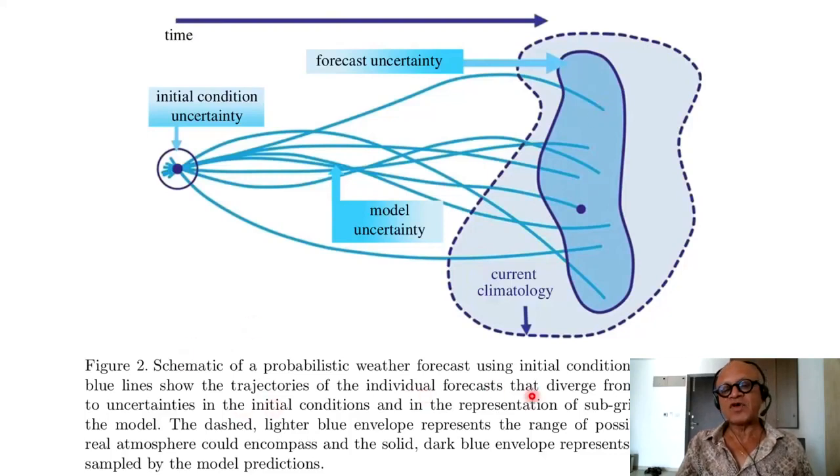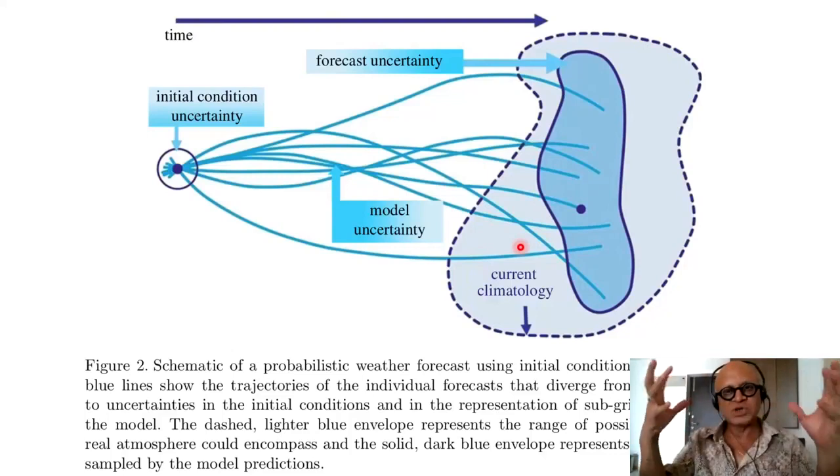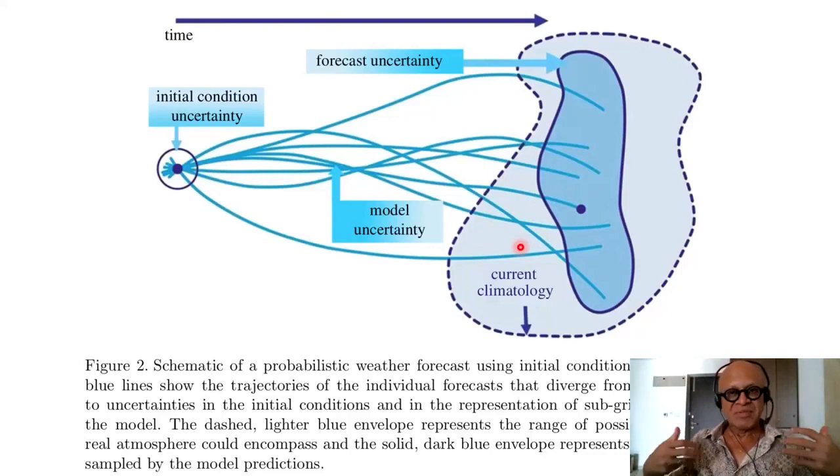Here is a schematic of a probabilistic weather forecast using initial condition uncertainties. The blue lines show the trajectories of individual forecasts that diverge from each other owing to uncertainties in the initial conditions and in the representation of subgrid scale processes in the model. A dynamic model has equations to solve for momentum, mass balance, energy balance, and so on. But things like convection and clouds are parameterized, and even when there is an equation, mixing and other processes within a grid, what is called subgrid scale, are not explicitly represented because the quantities being advected and mixed are grid averages. Subgrid scale processes like eddies and fronts are often not represented, so they are parameterized with their statistical properties, and that can add uncertainty as well.